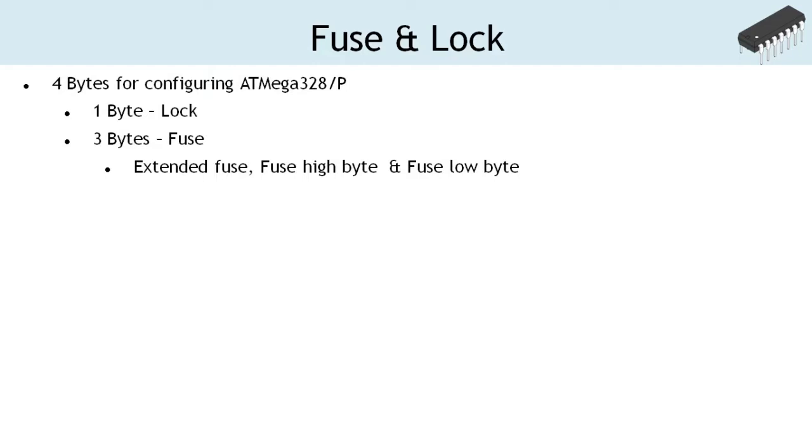There are 4 bytes in a separate non-volatile memory area, which is used to secure the code in the microcontroller and configure it. One of those bytes is lock byte, while other 3 are fuse bytes.